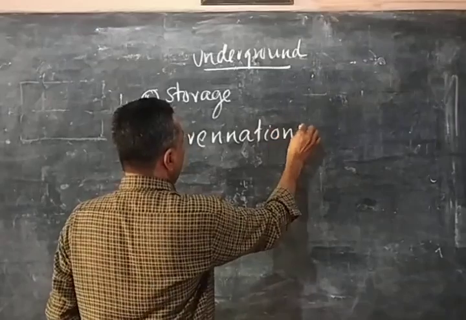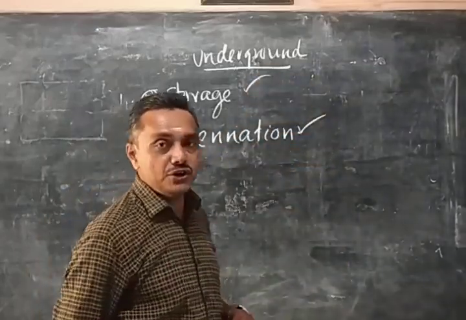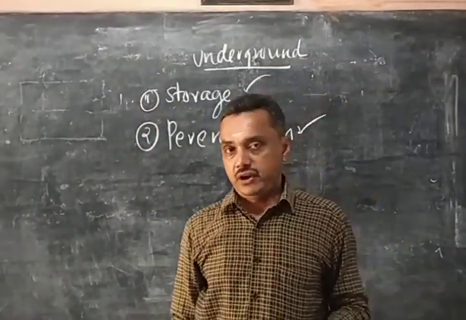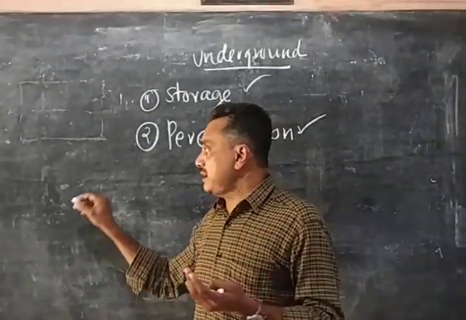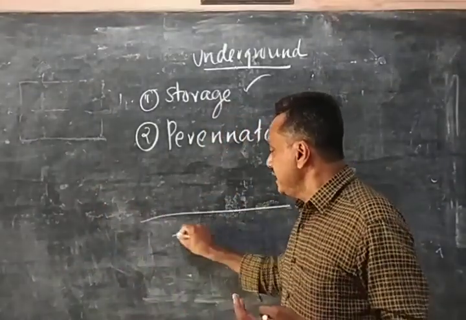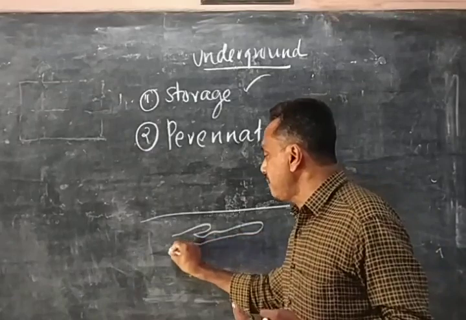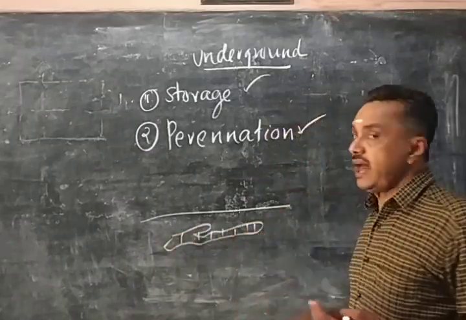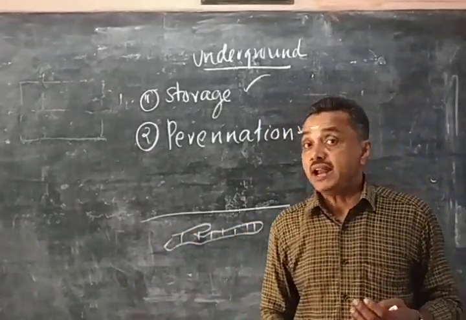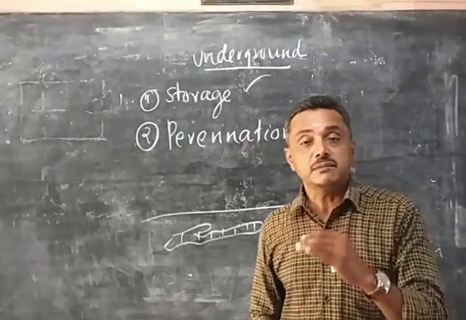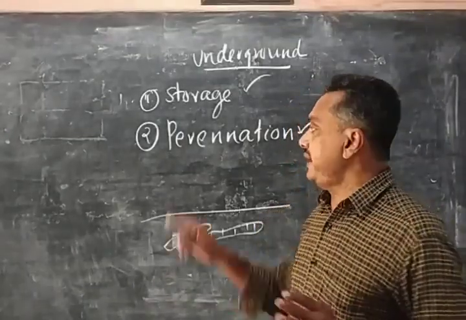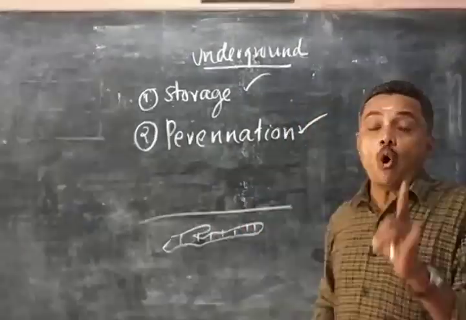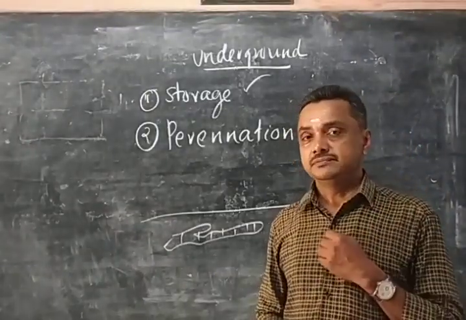P-E-R-E-N-N-A-T-I-O-N, perennation. Perennation is an adaptation to overcome unfavorable condition. See, the stem is present below the soil level because it is an adaptation to overcome unfavorable condition. In plants like ginger, the stem is present below the soil level. And perennation means adaptation to overcome unfavorable condition.